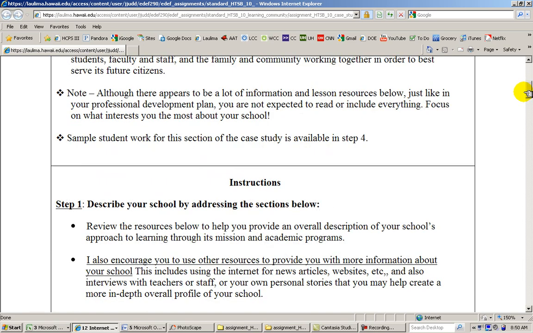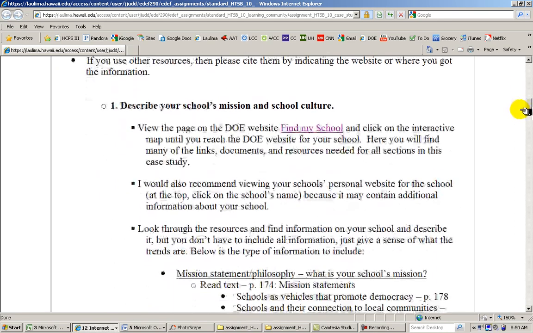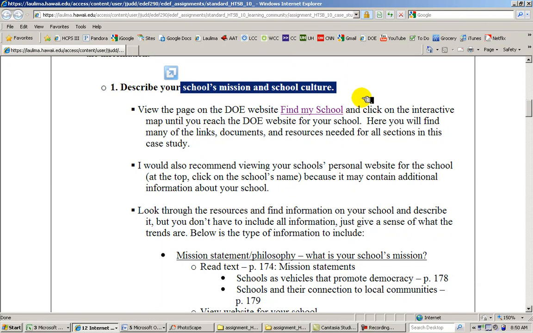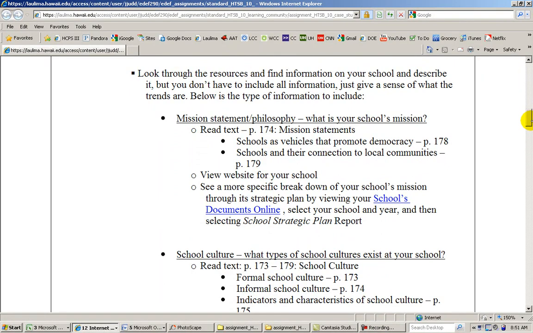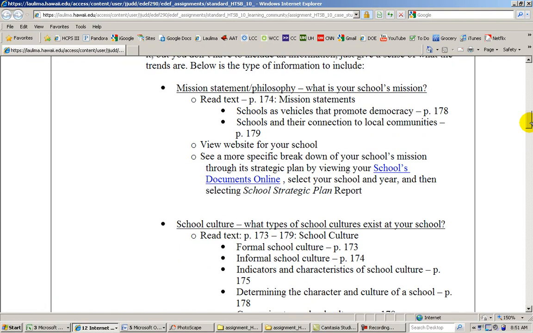So it is a manifestation of a piece of the learning community. So there's a lot of information which is below. You do not have to read or include everything. You should always focus on what interests you most about your school. To get a better understanding of the learning community of your school, you should describe your school's mission and school culture by looking at Find My School, which you get to see their web page. You should examine a little closer the mission statement philosophy of your school's mission, because that will give you a big idea of what your learning community is all about.